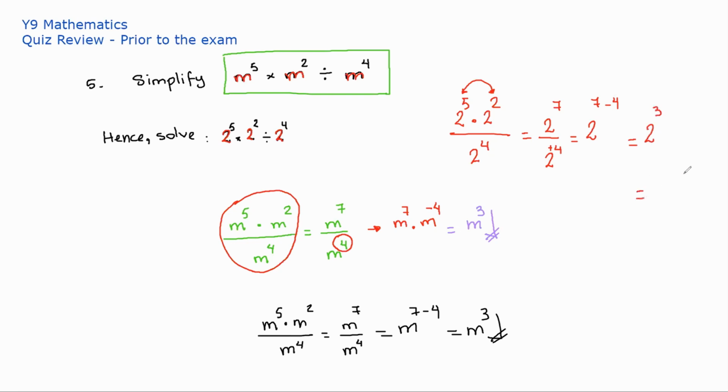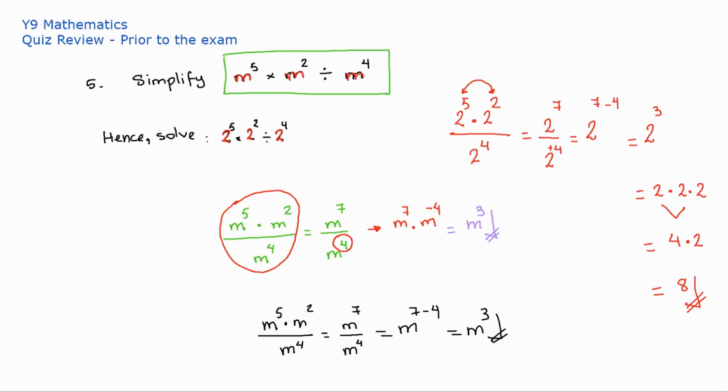What is 2 to the power of 3? I'm going to repeat that number 2 as many times as my power is saying. So how do we solve this? 2 times 2 is 4, and then I have another number 2 pending there. So 4 times 2 is 8, and that's the final answer for question number 5.